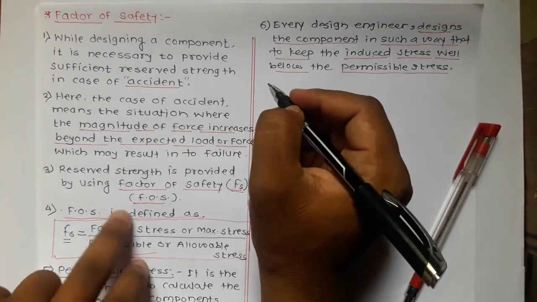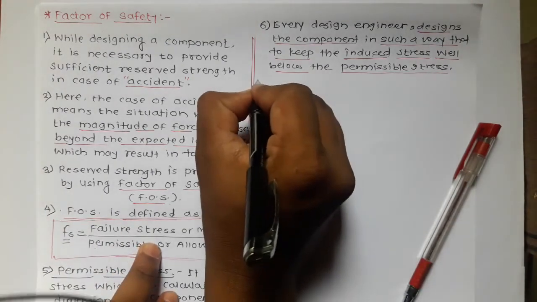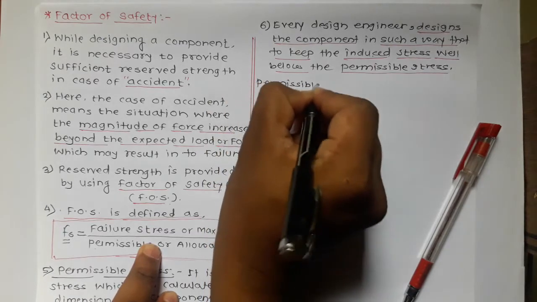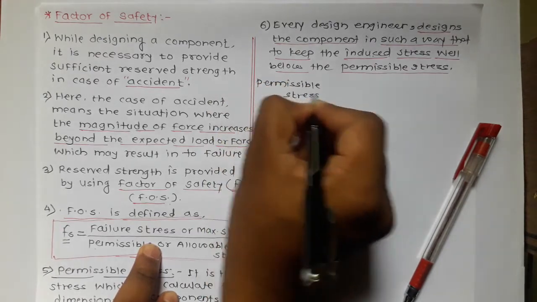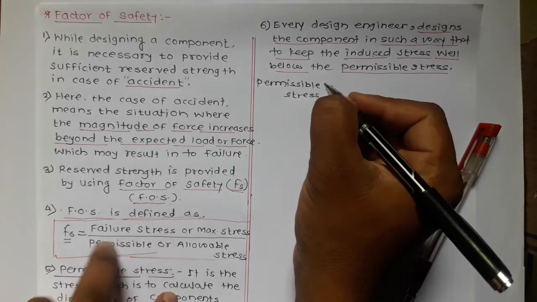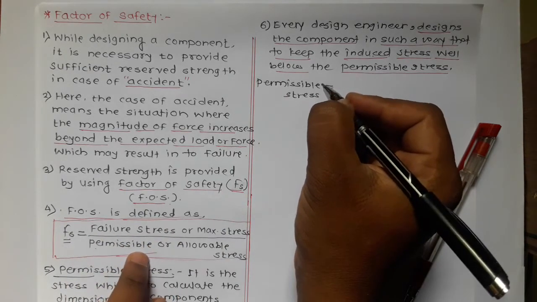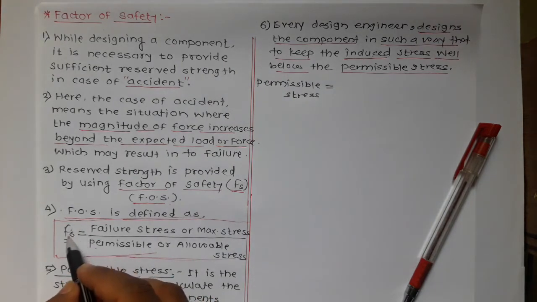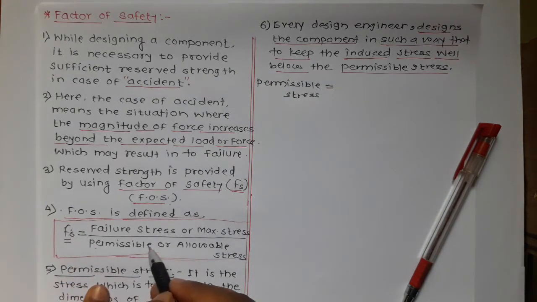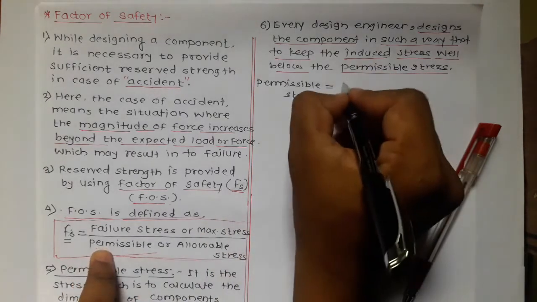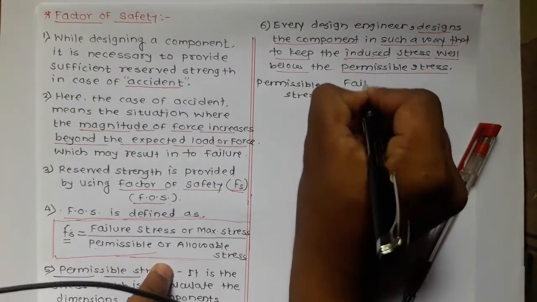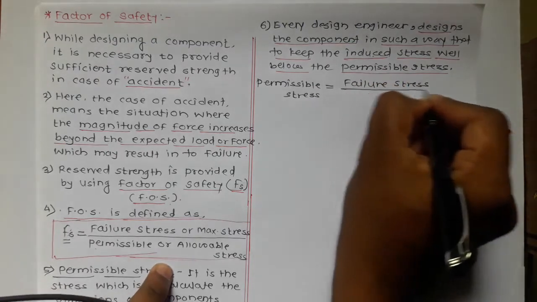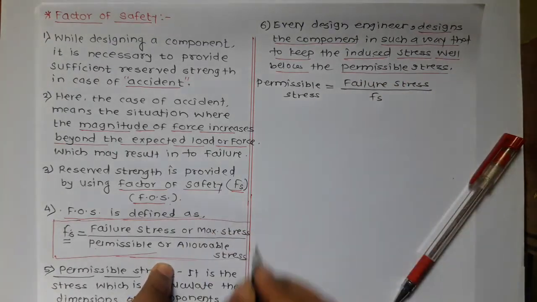Then from this ratio we can find out the permissible stress in this way. So the permissible stress, which is already in the denominator in this definition of factor of safety, we have to take on the LHS. If you take this permissible stress on the LHS, this Fs will come into the denominator. So we can write permissible stress is equal to failure stress upon factor of safety Fs.